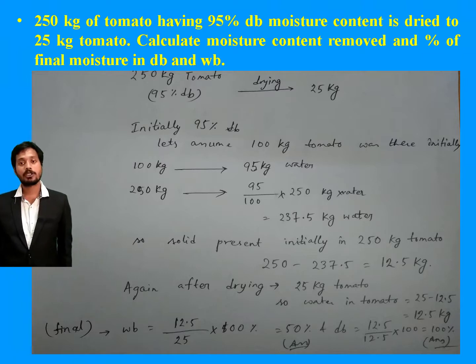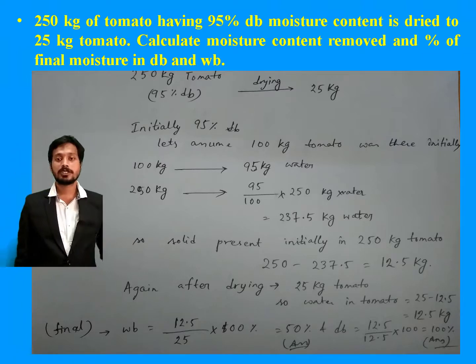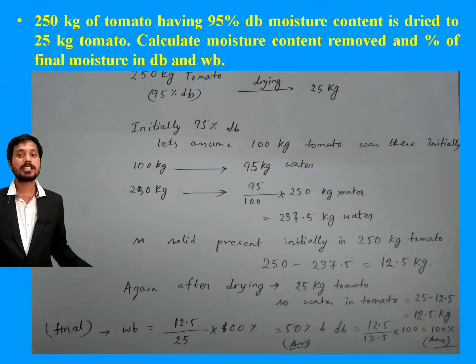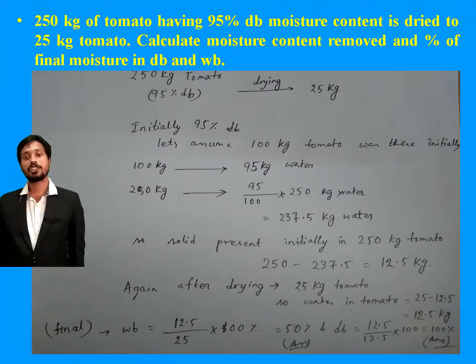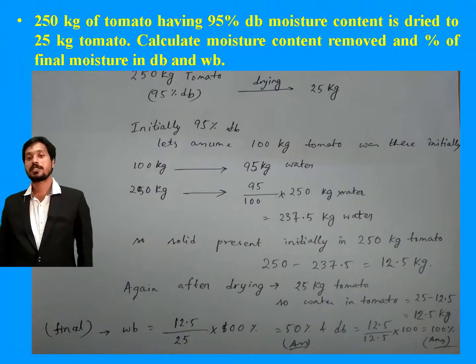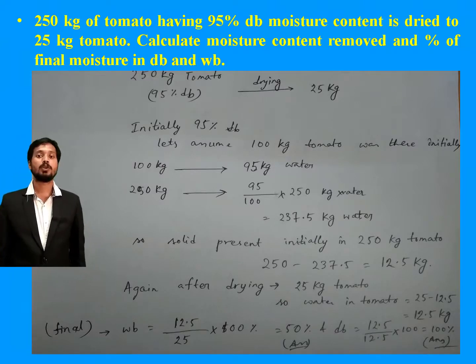And how much amount of water is removed? It's also simple. Initially 250 kg of tomato was there, and now 25 kg of tomato is there. So how much moisture is removed? Tell me. Yes, 225 kg of moisture is removed during the drying process.